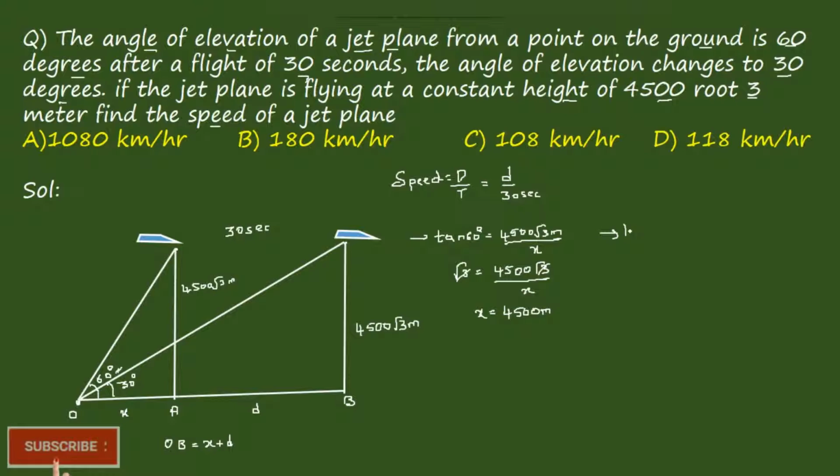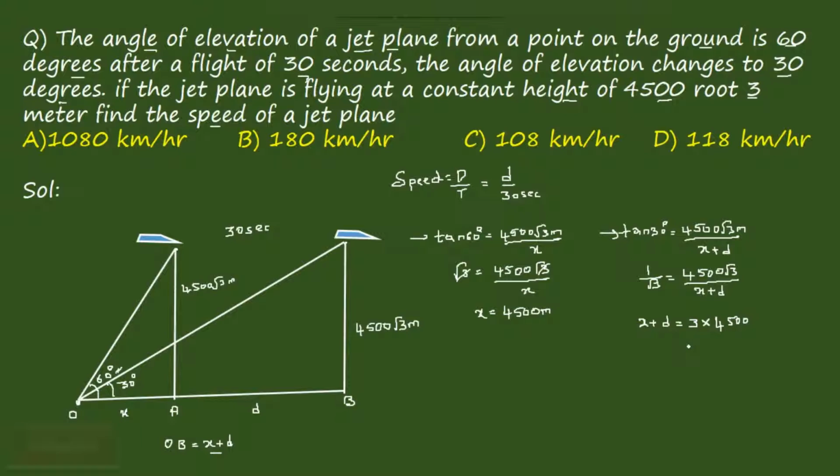Now we consider 30 degrees. Then we get tan 30 degrees is equal to the perpendicular, 4500 root 3 meters, by the base, which is from O to B, that is X plus D. Tan 30 degrees is 1 by root 3, so 1 by root 3 is equal to 4500 root 3 by X plus D. Then we get X plus D is equal to root 3 into root 3 into 4500, which is 3 into 4500, which is equal to 13500.